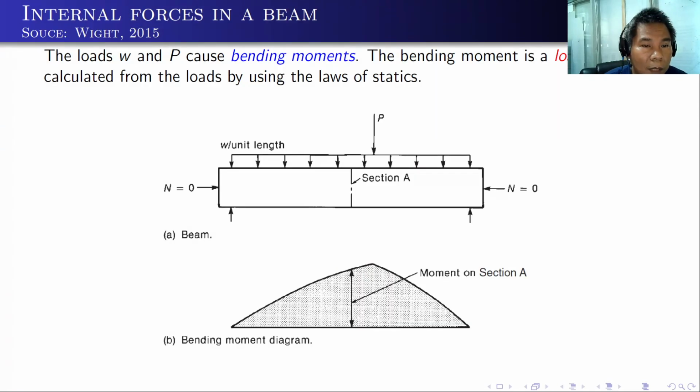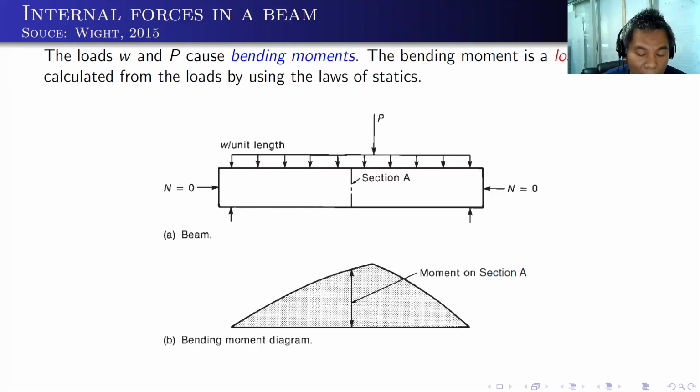The loads w and P below will cause a bending moment. The bending moment is a load effect calculated from the loads by using the laws of statics. So you can see this given beam. We can always look for the shear and moment diagram. In this particular diagram, we are concerned about the bending moment diagram. So at any section, you will be able to get the bending moment.